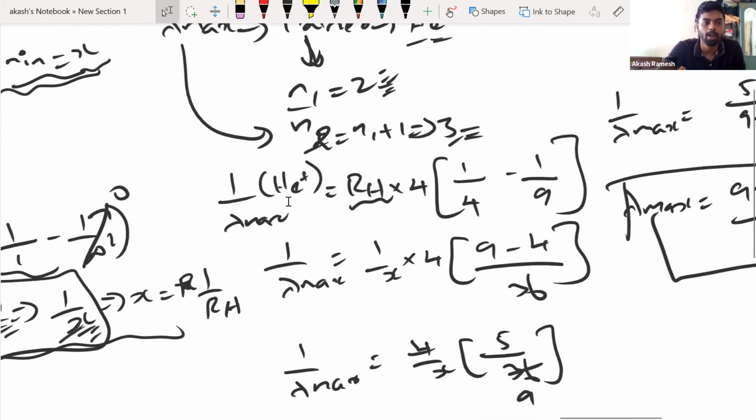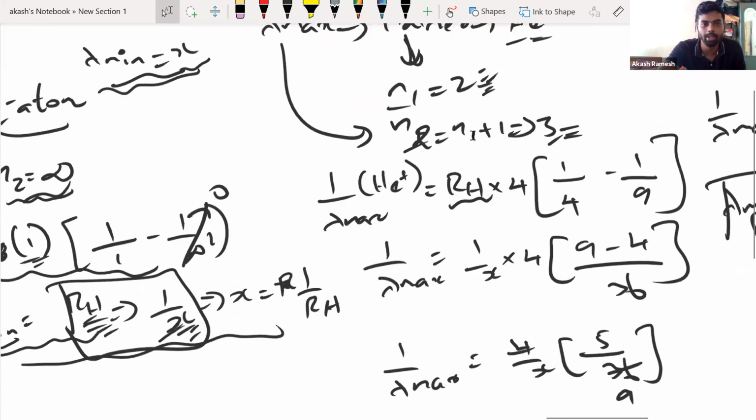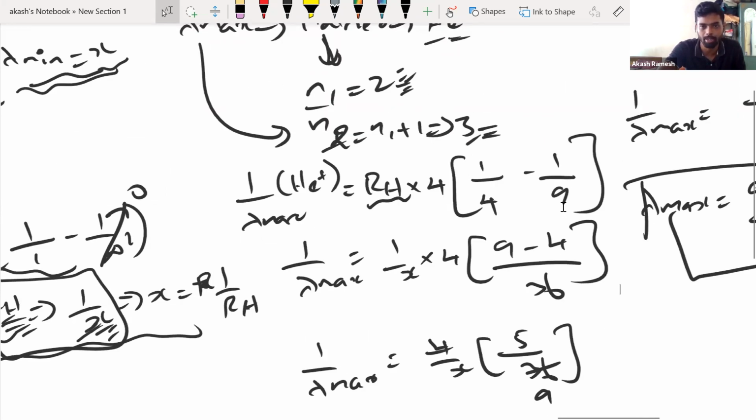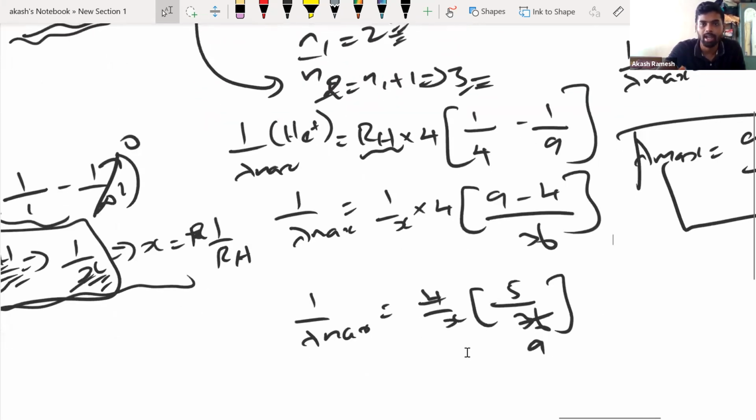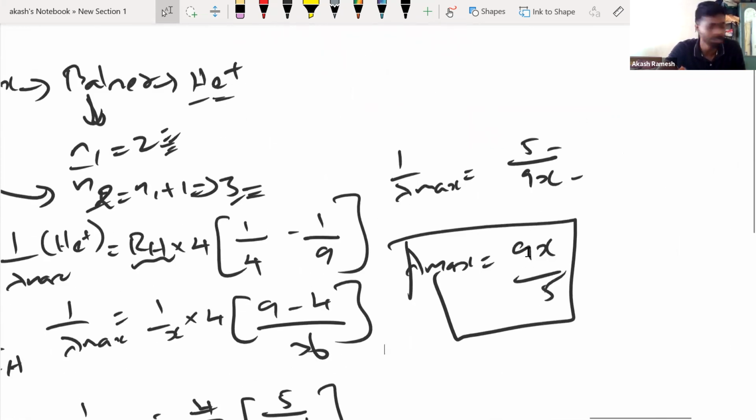Okay, so now we'll use the same equation: 1 by lambda is equal to RH Z squared into 1 by N1 squared minus 1 by N2 squared. Now we are using it for lambda max. So RH, I will substitute as 1 by X from the previous equation, right? And N1 and N2, I know 2 squared will become 4, 3 squared will become 9. I do the calculation. I get 1 by lambda max as 5 by 9X. So obviously lambda max is 9X by 5.